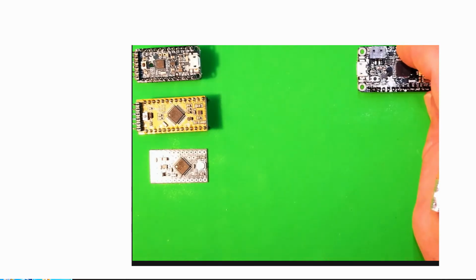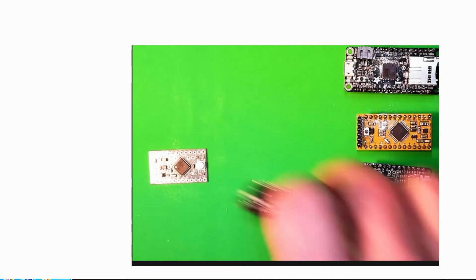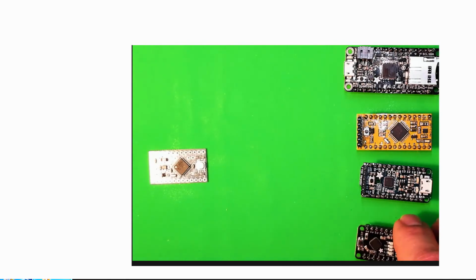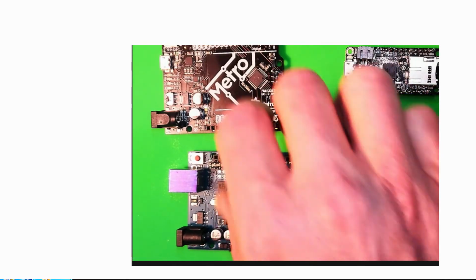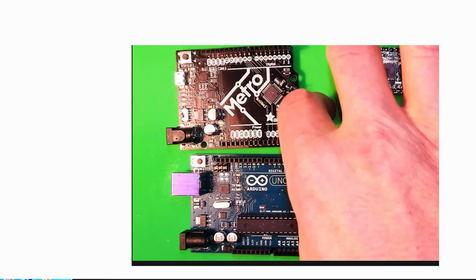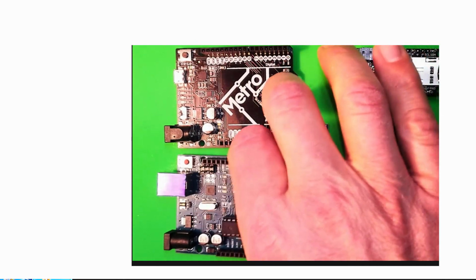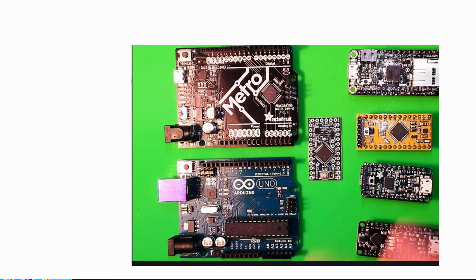So again, we have quite the family of chips, and I've only really scratched the surface of what's out there on the market. We have a lot of these smaller footprint versions, and of course the larger form factors like the Metro and the traditional Arduino. So you have a lot of choices as you work through these examples. And there's a lot of other ones on the market.